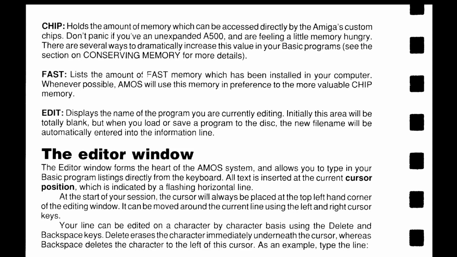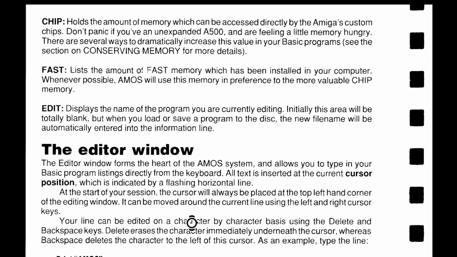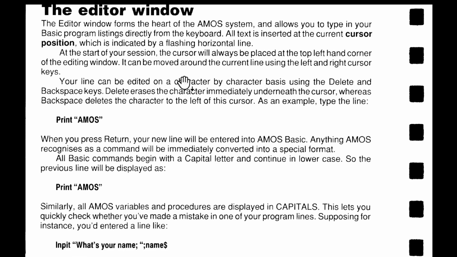Initially, this area will be totally blank, but when you load or save a program to the disk, the new file name will be automatically entered into the information line. The editor window. The editor window forms the heart of the AMOS system, and allows you to type in your Basic program listings directly from the keyboard. All text is inserted at the current cursor position, which is indicated by a flashing horizontal line.